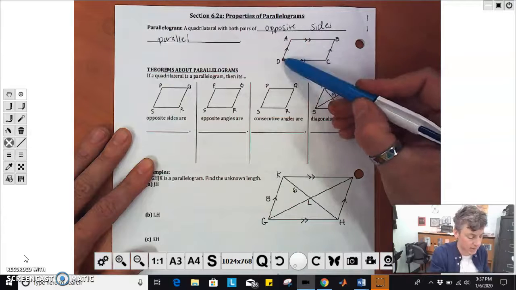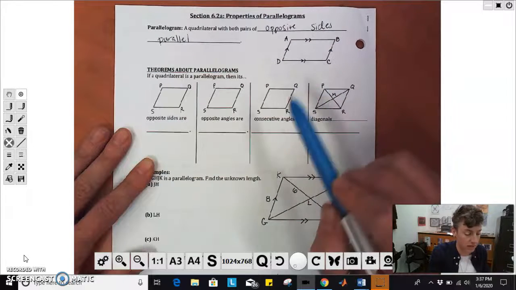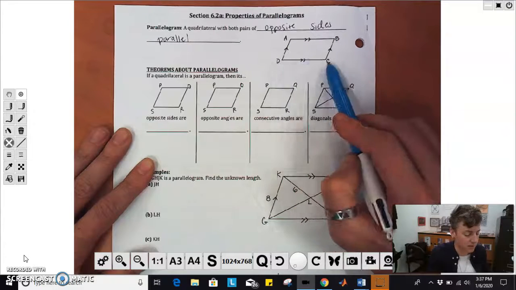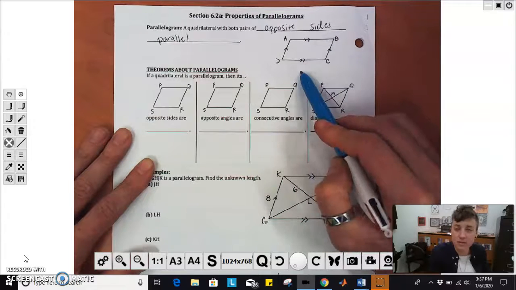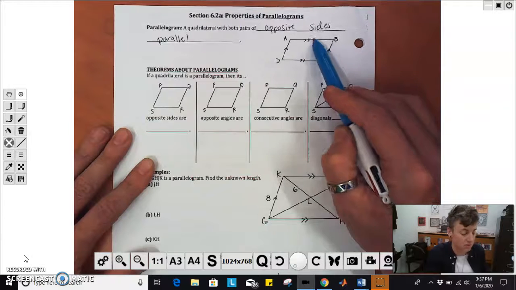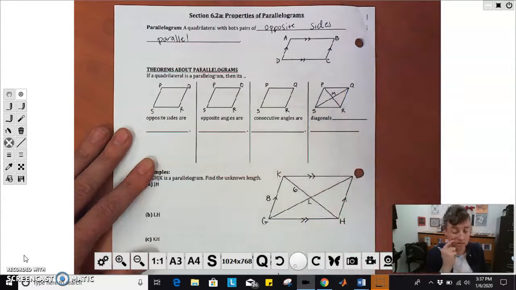So side AD is parallel to side BC, indicated by those arrows. And side AB is parallel to side DC by these arrows. Notice these have two arrows, these have one arrow, so these are parallel to each other. And these are parallel to each other.